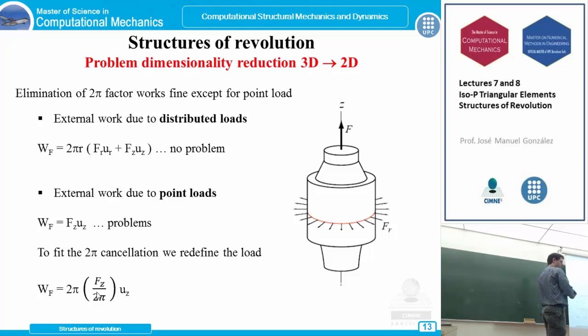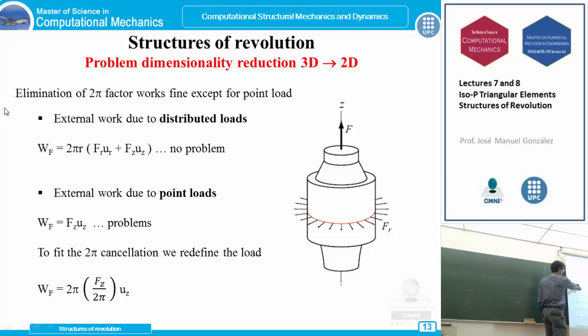Usually people don't want to make too many operations, so that's why this 2π is not calculated. But if you banish this 2π and you have this point load, you are in trouble. You're calculating something which is wrong, because you are assuming that this external work of this point load is not what it is. This is the external work.